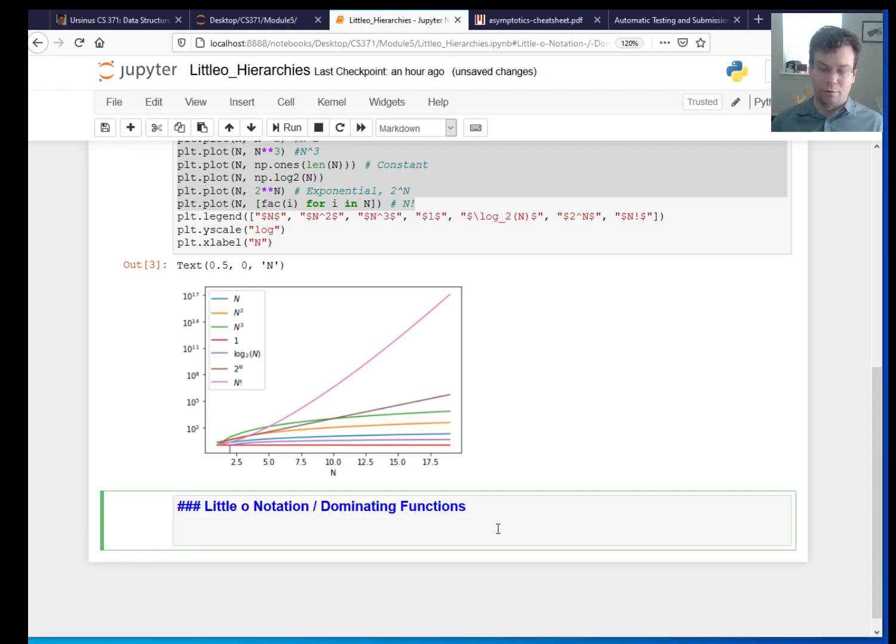We use something called Little-o notation, but first I want to review Big-O notation again, because the definitions are so similar, but there's a really important difference. So I want to compare them side by side.